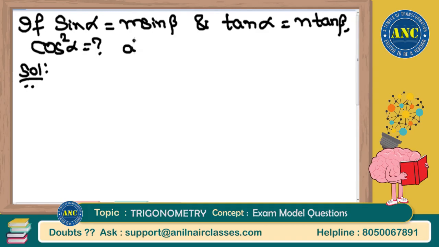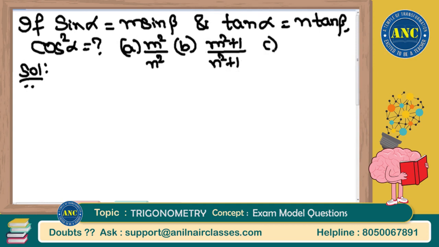Your options are m square divided by n square. Second option is m square plus 1 divided by n square plus 1. And third option is m square minus 1 divided by n square minus 1. Now see here. Can I say that sin alpha is m sin beta?